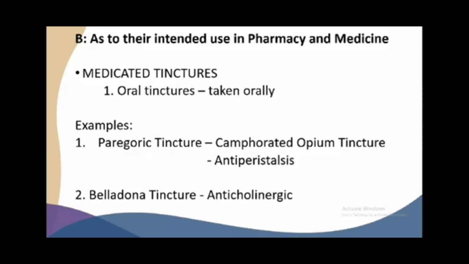Tinctures are also divided, the same as with the elixirs. It is divided into the medicated tinctures and the non-medicated tinctures. The medicated tinctures are divided again into two, the oral tinctures and the topical tinctures. Oral tincture, from its name, is taken orally. An example of this is the paregoric tincture, which is also called camphorated opium tincture, and its use is as an anti-peristaltic. Another example is the belladonna tincture, which is used as an anticholinergic.